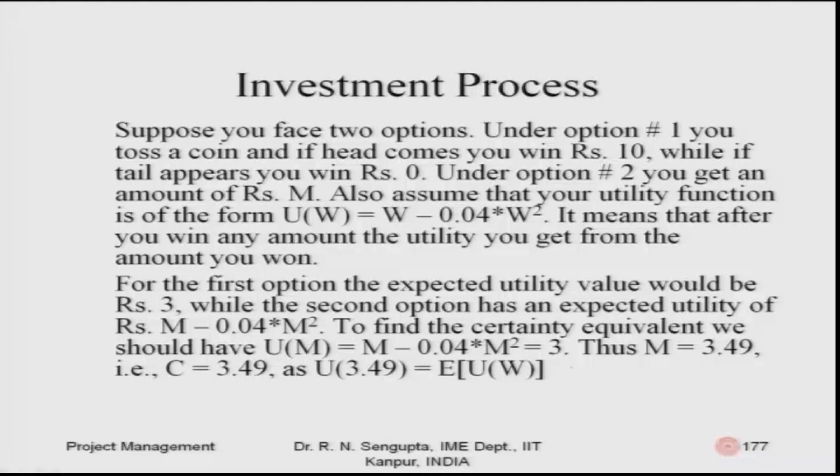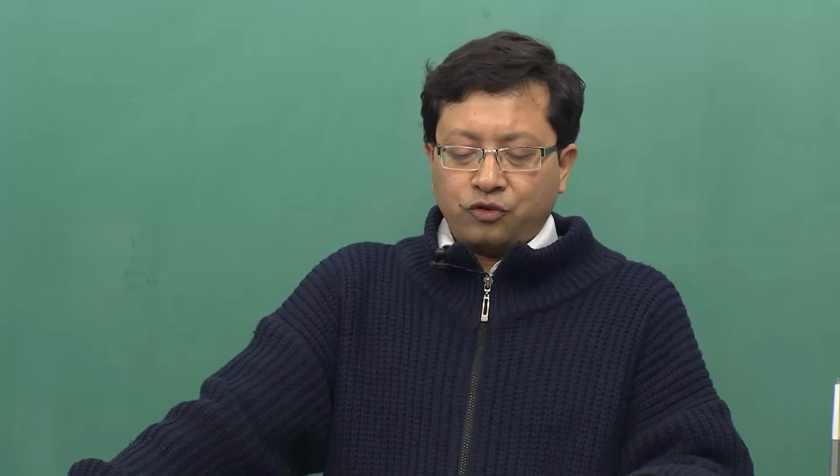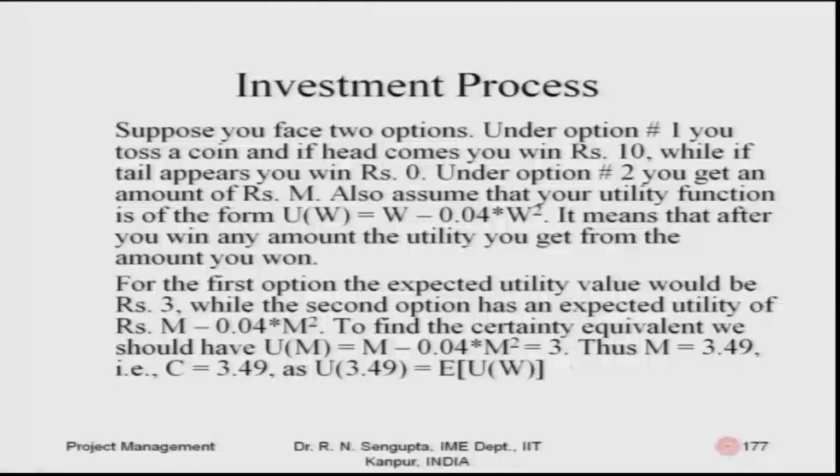So, let us consider a very simple example. Suppose you face two options. Under option 1, you toss a coin. If a head comes, which is an unbiased coin, you win 10, while if a tail appears, you win 0. Under option 2, you get an amount M, sorry. Now, consider the utility function is quadratic in nature and is given like this: W minus 0.04 into W square. So, this is a quadratic utility function.